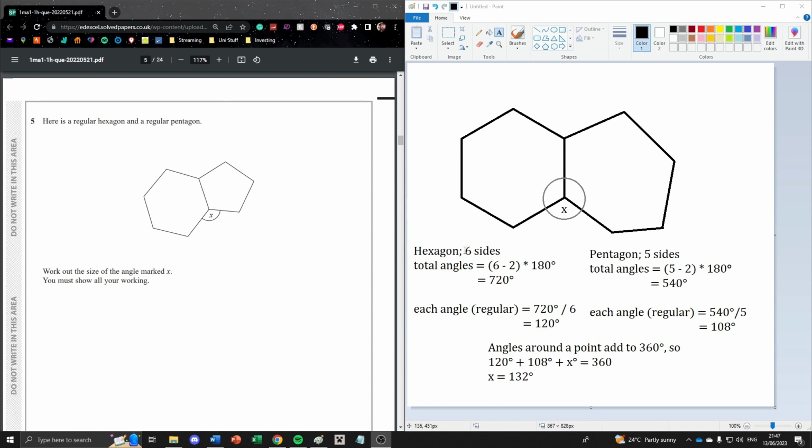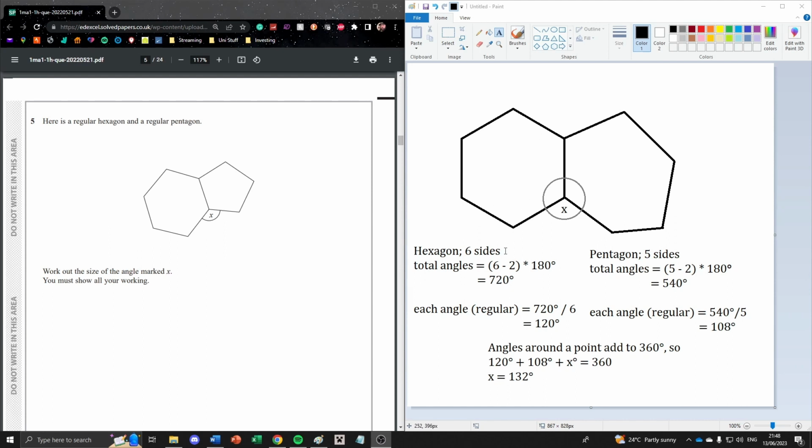So, of course, a hexagon has 6 sides, and we remember from the equation that the total angles of a polygon is the number of sides, subtract 2, times by 180. Obviously, in that case, 6. In this case, 6 minus 2 equals 4 times 180 gives us 720 degrees total internal angles.